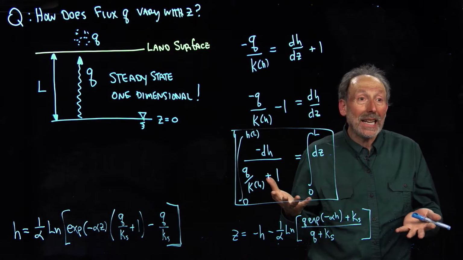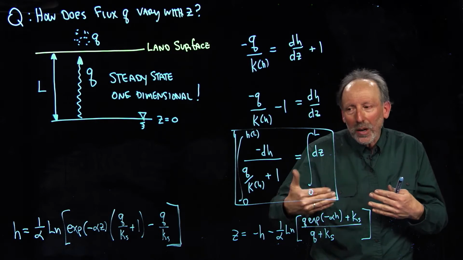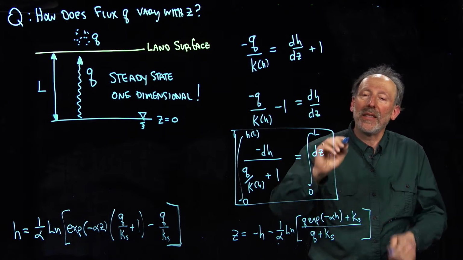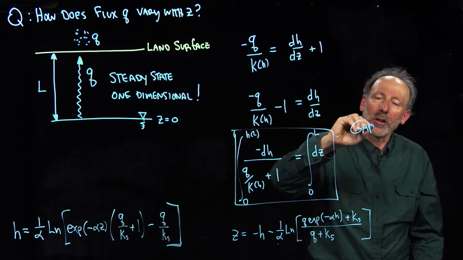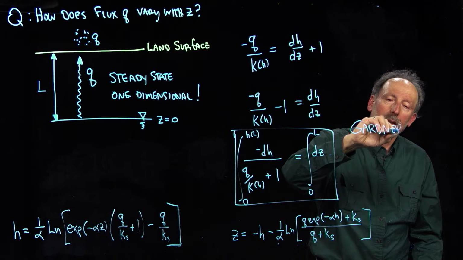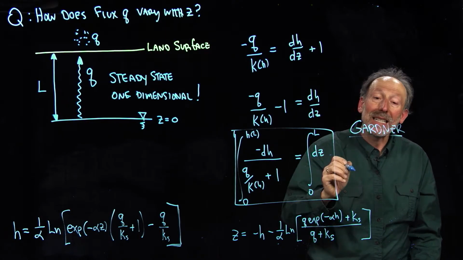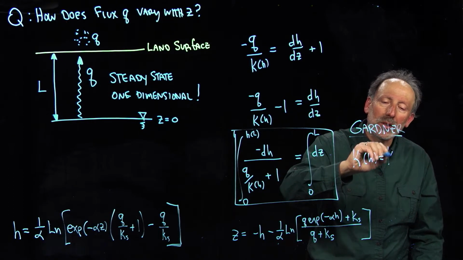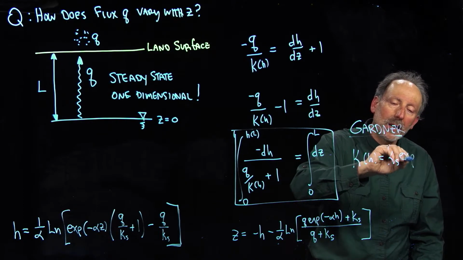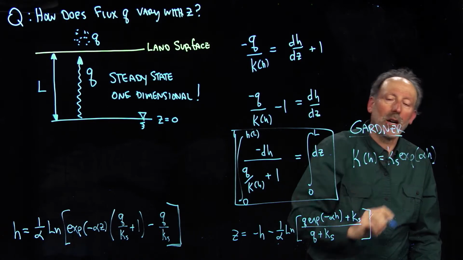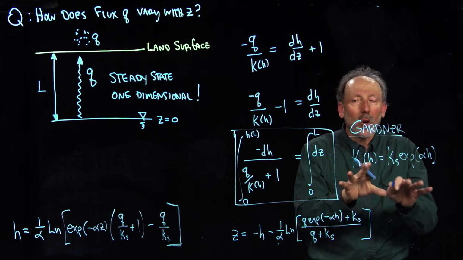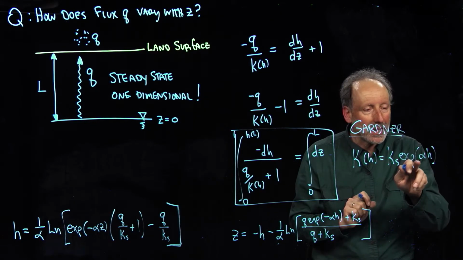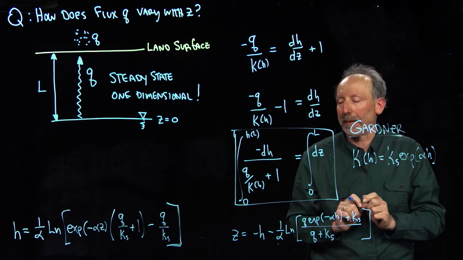Perfect. But we haven't said anything about what type of soil we have. We have to describe the soil to be able to solve this equation. And that's where we insert our information about the soil. In this case, what we're going to use is our Gardner conductivity. So remember, 1958, he said that the conductivity as a function of h is equal to the saturated conductivity times the exponential of alpha h. This describes the whole conductivity as a function of the pressure in that particular soil, and the soil parameters are Ks and alpha.